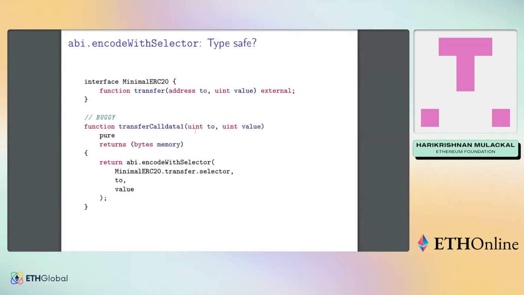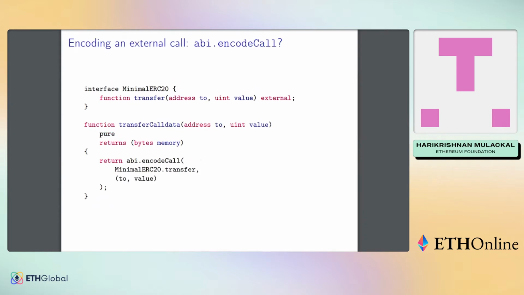The problem here is that, imagine if we actually use a uint parameter instead of an address in the abi.encodeWithSelector. It actually compiles and it will probably give you a different answer depending on what the value of to is. So this is also bad. We shouldn't do this. Is there a better solution that actually fixes both these issues?